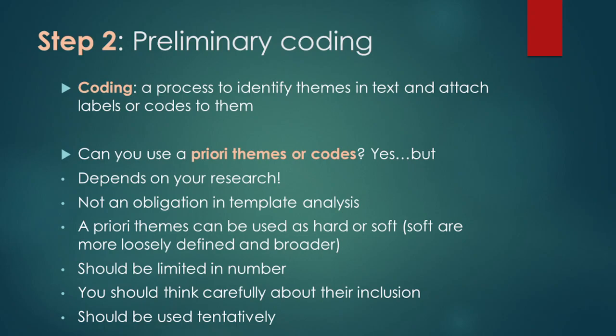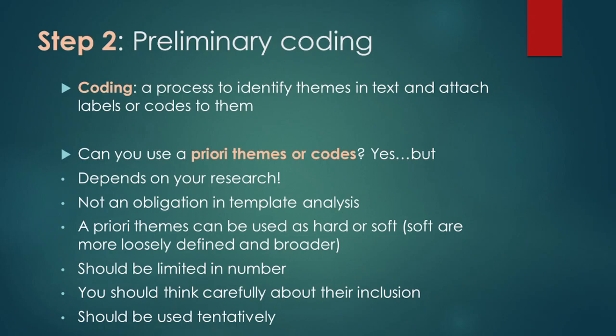Soft a priori themes are more loosely defined and usually broader in nature, consisting possibly of aspects of the data in which you have an interest. So it's important to know that there are hard a priori themes and soft ones. Soft ones are loosely defined and broader, versus hard ones, which are more rigid and that maybe you're trying to confirm.